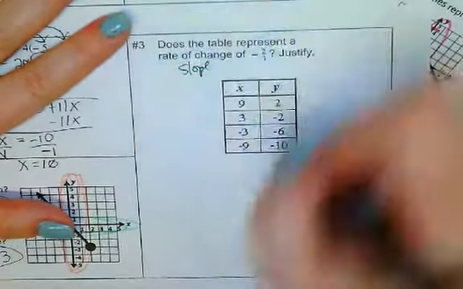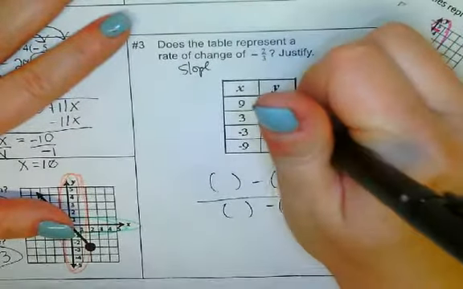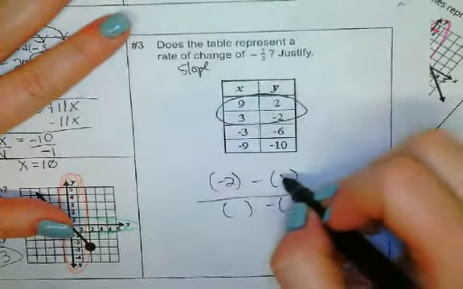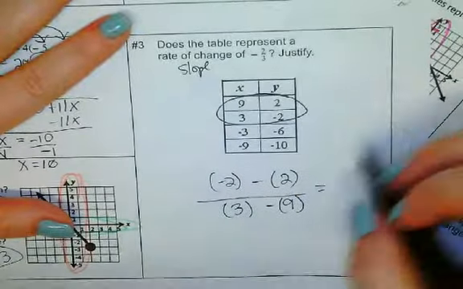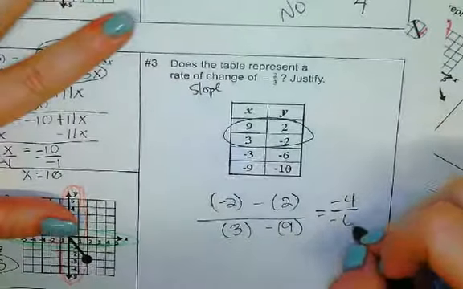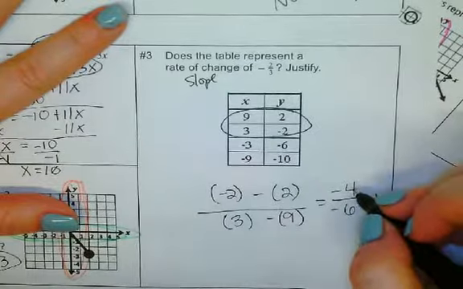Rate of change is the same thing as slope, so I'm going to immediately write my slope formula template. Pick the two numbers that I'm going to want to work with. Put your y's up top, and your x's on bottom. Negative 2 minus 2 is negative 4. 3 minus 9 is negative 6. A negative and a negative make a positive.